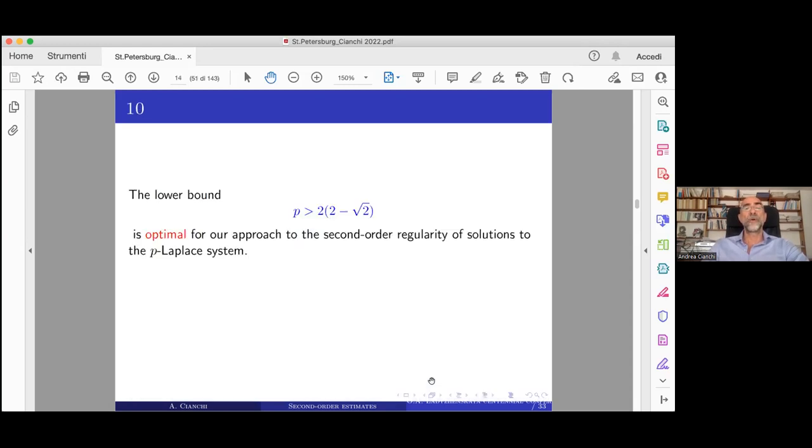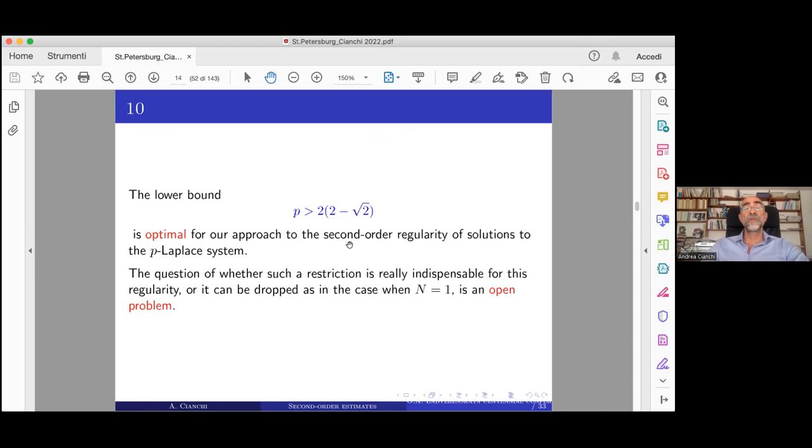Now, the point is that this lower bound is optimal, it cannot be improved for the approach that we have to this question, because the inequality itself breaks down since the constant is sharp. The question of whether second order regularity holds or not for systems is still open at this point for every p strictly larger than one. So it's true in the scalar case; for systems, it's not clear. Clearly, this would require a different approach.